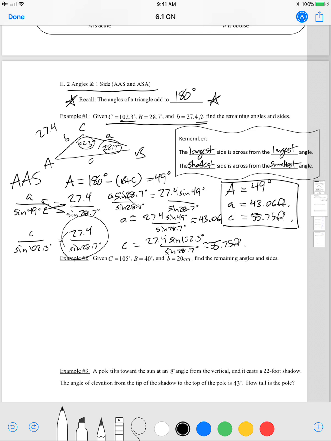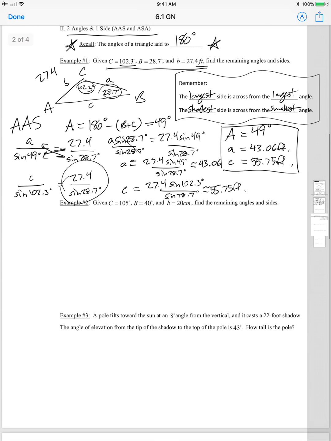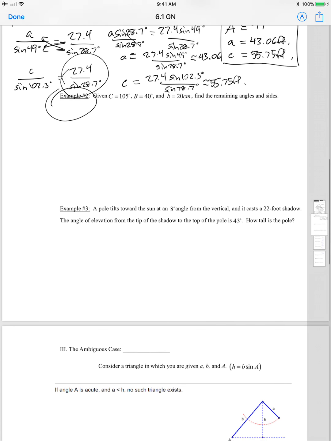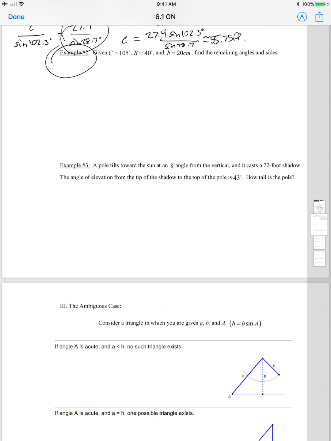Go ahead and try example 2 on your own. It's very similar. And I'll go through example 3 right here.